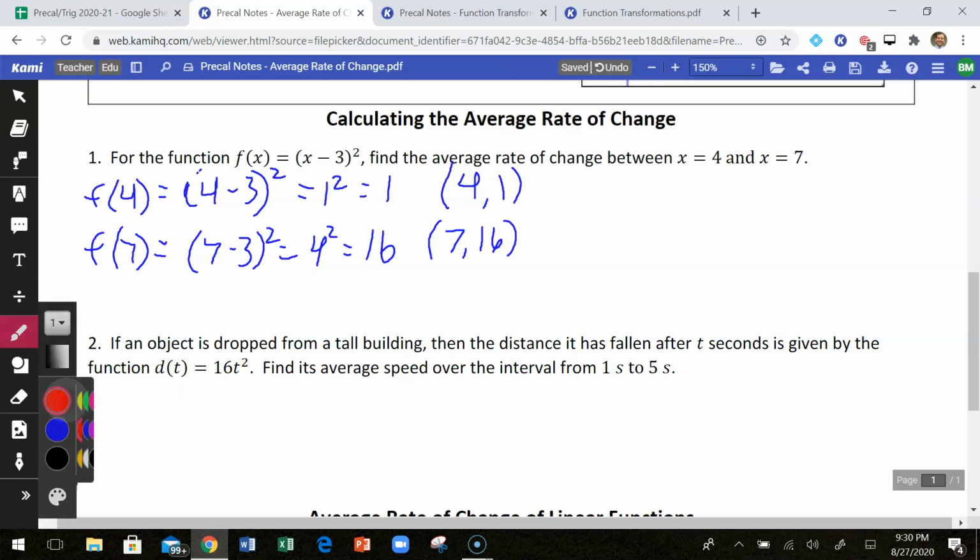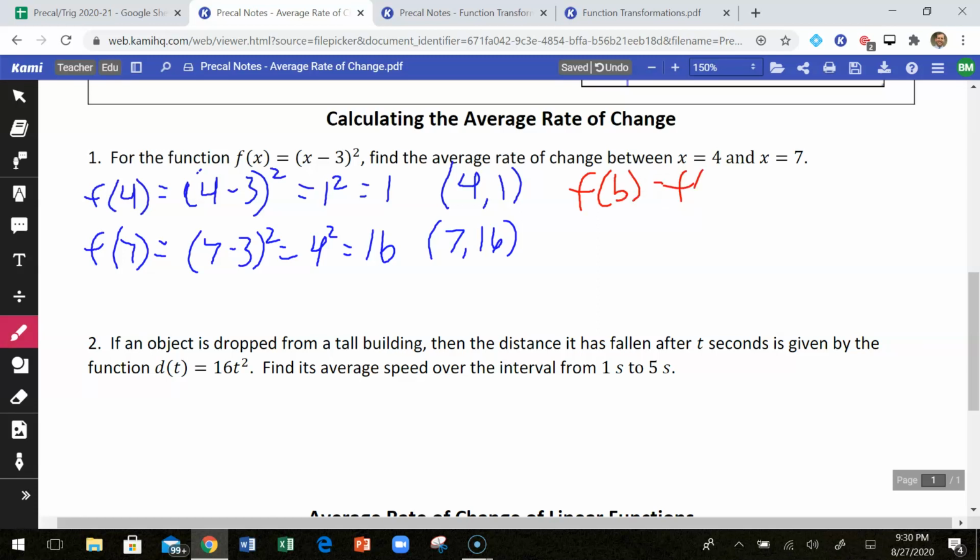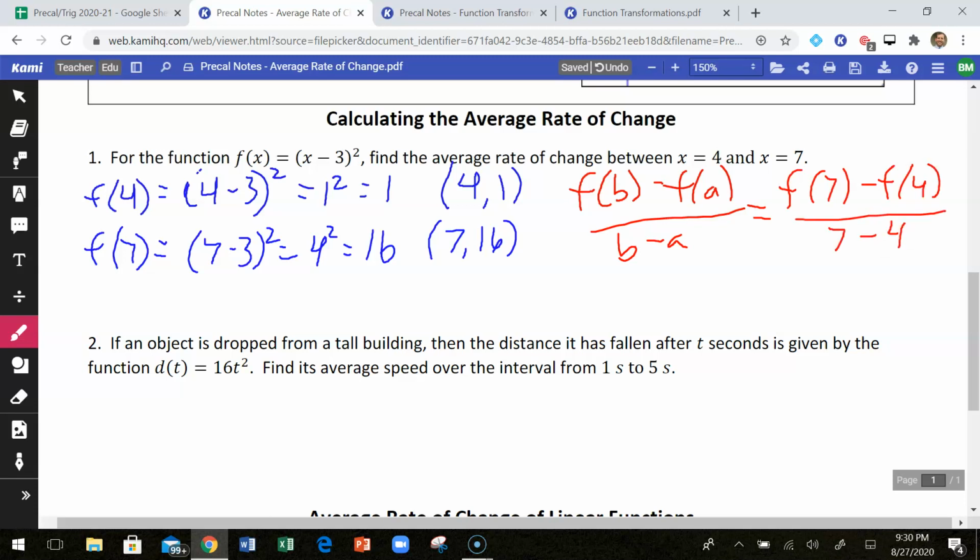Then to find the average rate of change, I'm doing f of b minus f of a over b minus a. So in this instance, that's going to be f of 7 minus f of 4 over 7 minus 4. f of 7, we just evaluated that, that's 16. So 16 minus f of 4, we evaluated that, that's 1, over 7 minus 4. So that's going to be 15 over 3, which is 5. So our average rate of change between 4 and 7 for this graph, (x minus 3) squared, is 5.